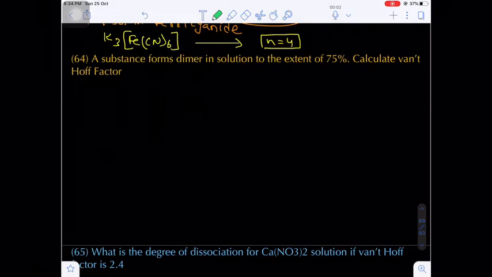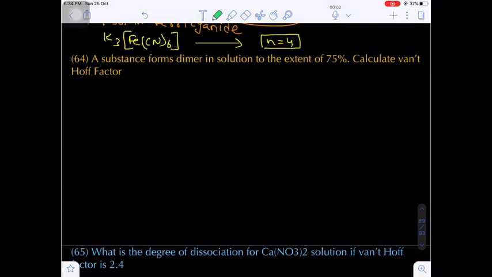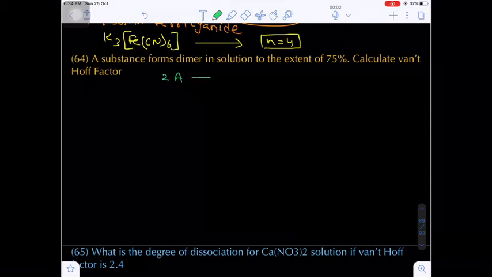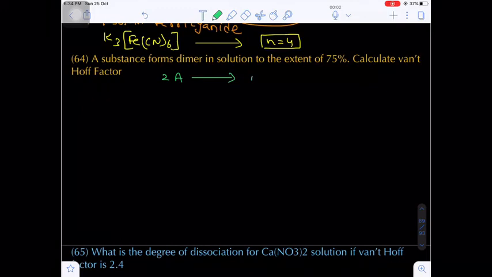Now question number 64. A substance forms a dimer to the extent of 75%. That means let's suppose component A, I am taking 2 particles which associate to give 1 particle.